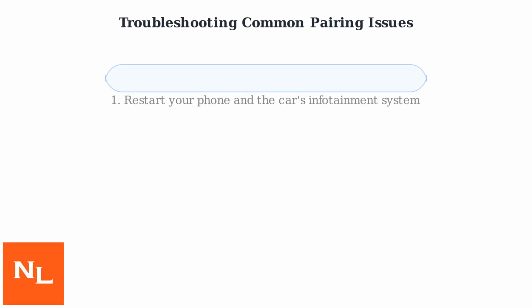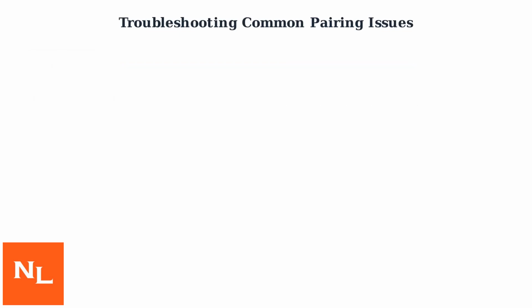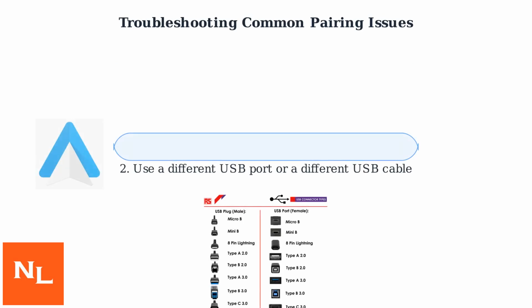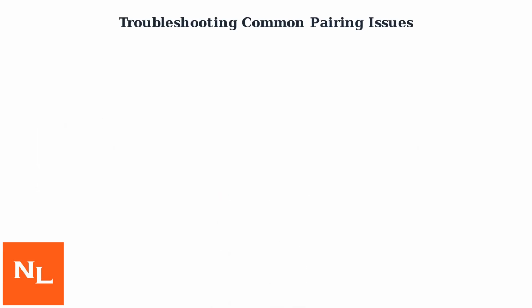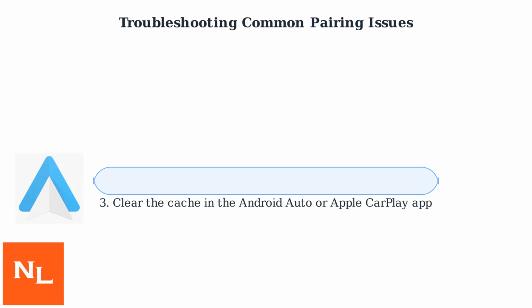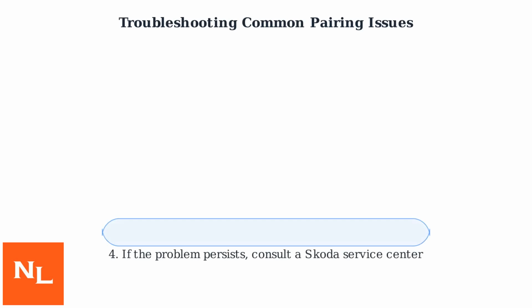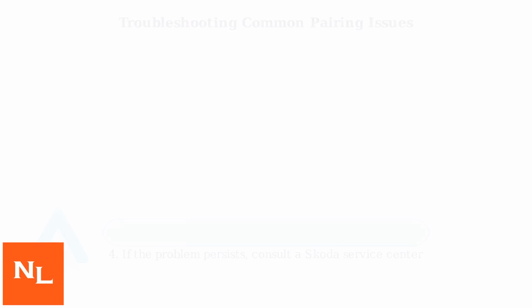If pairing fails, try these troubleshooting steps. Restart your phone and the car's infotainment system. Use a different USB port or a different USB cable. Check for USB port failures or incompatible cable types. Clear the cache in the Android Auto or Apple CarPlay app to resolve software glitches. If the problem persists, consult a Skoda service center for hardware compatibility or firmware issues.